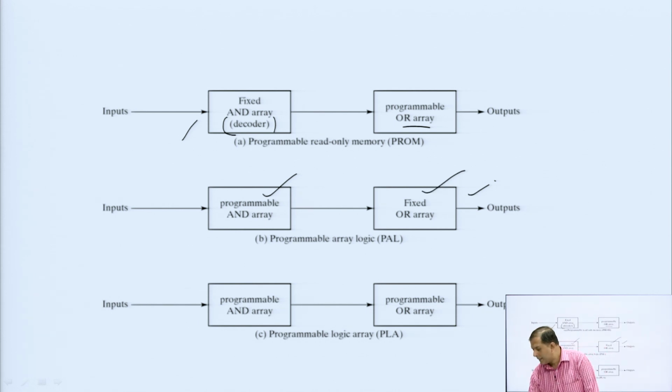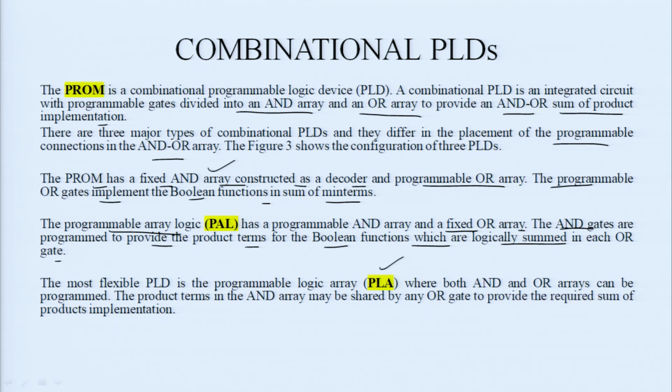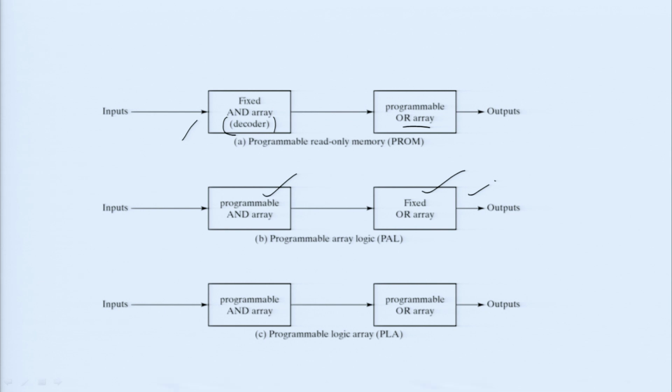Okay. Next we have the most flexible PLD, the programmable logic array, PLA, where both the AND and OR arrays can be programmed. The product terms in the AND array may be shared by any OR gate to provide the required sum of product implementation. So, you can check from the diagram that for PLA we have a programmable AND array as well as a programmable OR array, right.